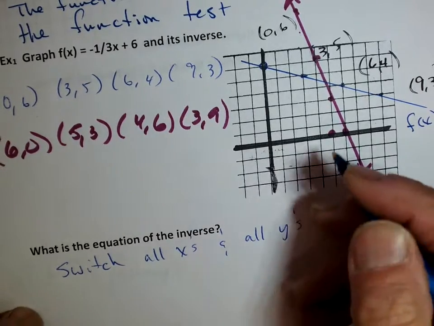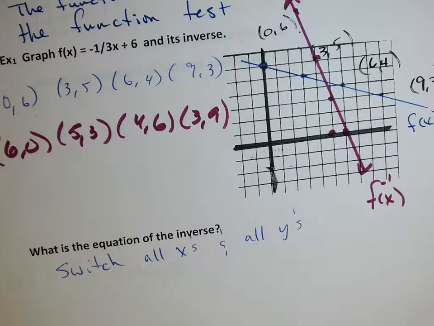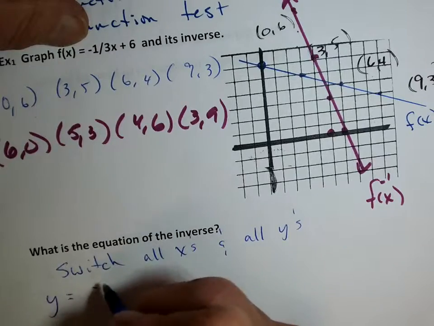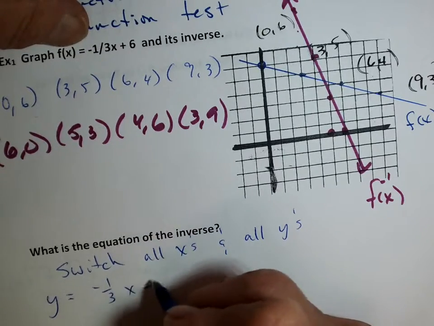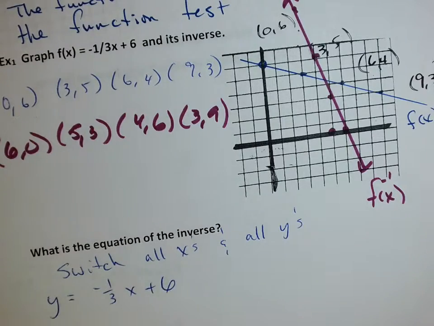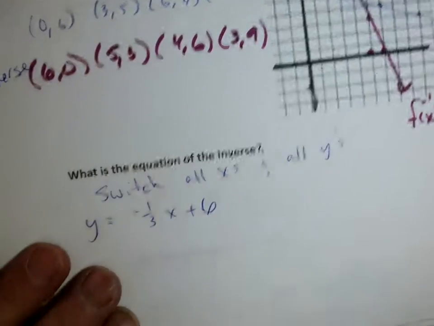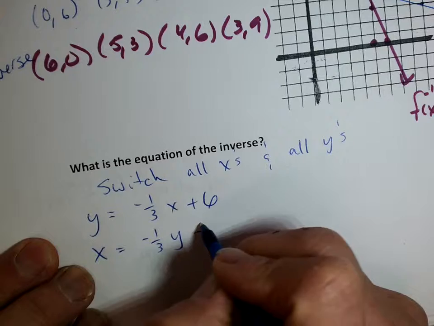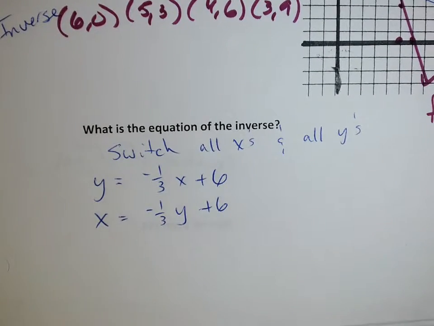Well, to do that, let's just switch the variables, because the x variable represents all of the x's and the y variable represents all of the y's, right? So let's take our f of x and rewrite it as y equals negative 1/3 x plus 6. We're going to switch the x's and y's. So I'm going to rewrite this as x equals negative 1/3 y plus 6. I just switched the variables. You guys remember doing this last year or last semester?